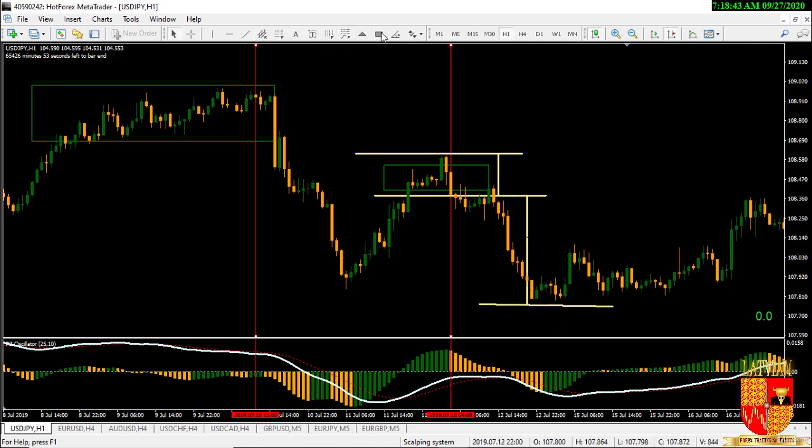In this case it really doesn't matter, because what you'll be waiting for is whether the histograms change to a green color before your target is hit, or if your histograms change to a green color right after your target is reached. Then you close your trade at a profit. So in this case, you'd have closed your trade somewhere there at a profit. Let's take a look at another example.